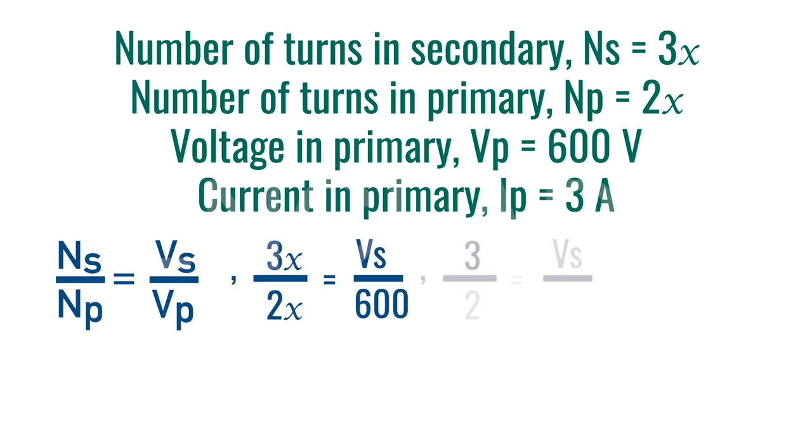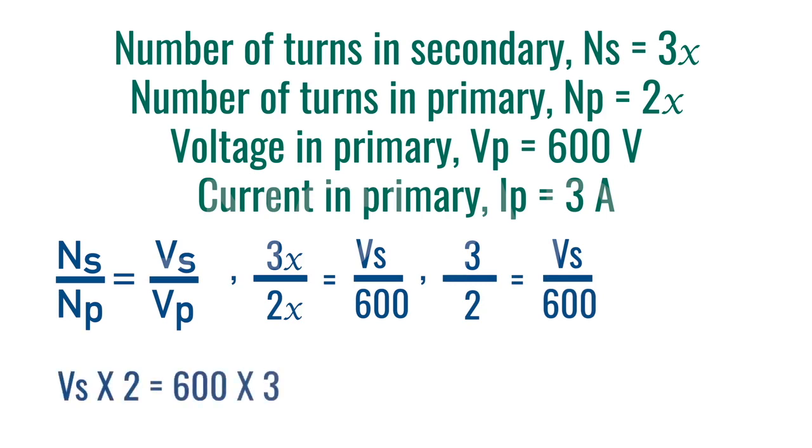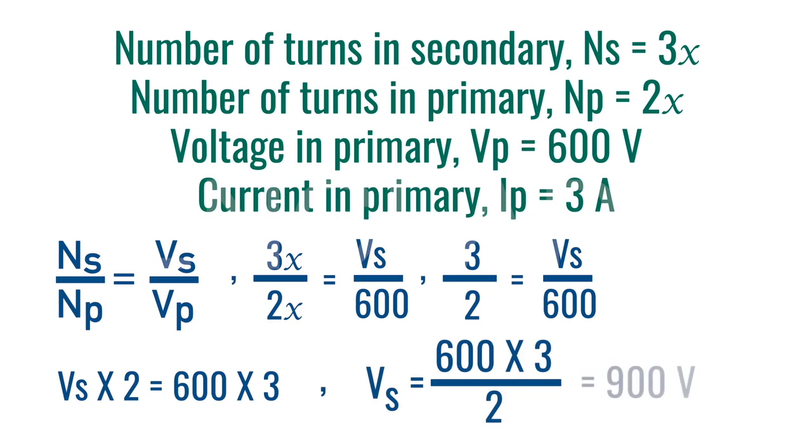That is, 3 by 2 is equal to Vs divided by 600. So, Vs into 2 is equal to 600 into 3. So, Vs is equal to 600 into 3 whole divided by 2, which gives 900 volt. So, the voltage in secondary is found out to be 900 volt.